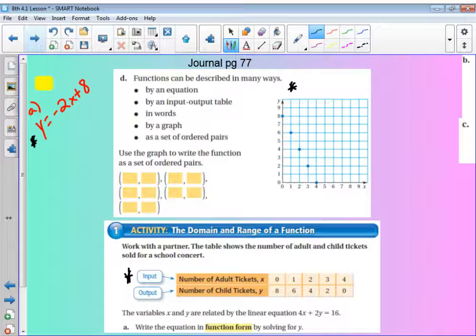So we're going to go ahead and do our ordered pairs. Our coordinates for this, remember, it's either over then up or down. Our x, we went over to 0, and we went up to positive 8. So 0, 8. Now we're going to do this next dot. We went over to 1, up to 6.